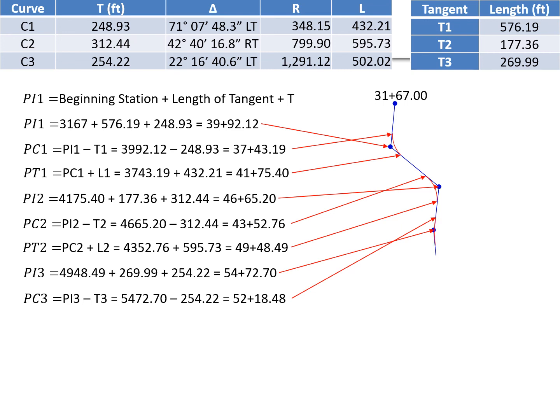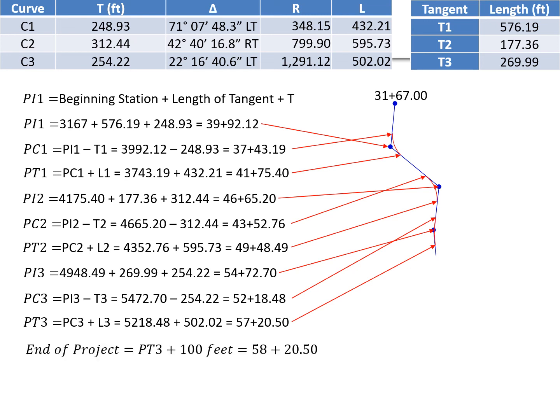Now again, we encounter the circular curve part of this to find the PT of curve 3, and that is equal to the PC of curve 3 plus the length of curve 3, equals 5218.48 plus 502.02, which gives us a PT3 station of 57 plus 20.5. And the end of the project is going to be at PT3 plus 100 feet, so we end up with 58 plus 20.5 for our final end of project. And there's the final arc for curve 3 as well. So those are our three curves. We had a beginning station, 31 plus 67, and we end up with our end of project at station 58 plus 20.5.